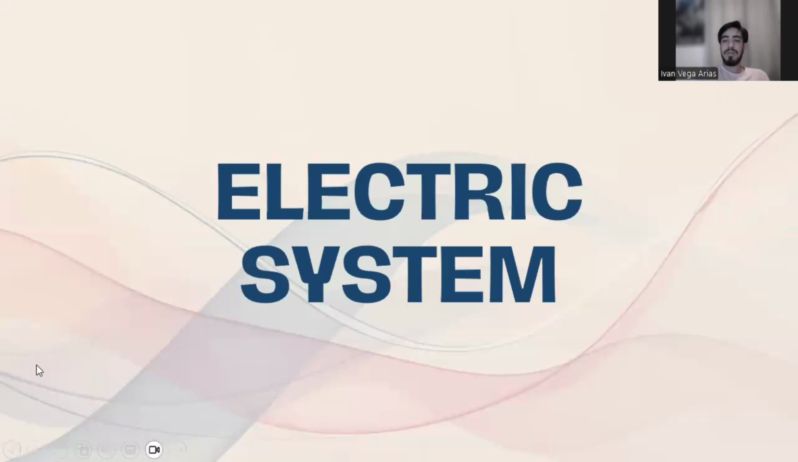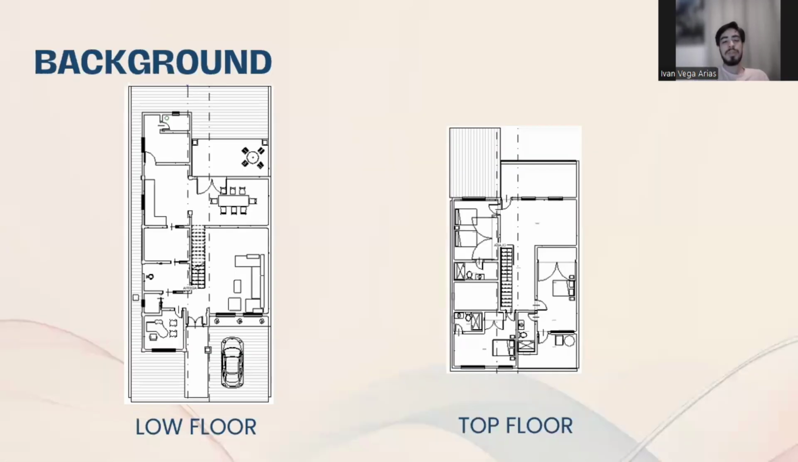Now let's talk about the electrical system. To begin, I will provide a general overview of our electrical system. We have a two-story residential building. The building covers a total area of 398 square meters and is designed for 5 inhabitants. The electrical system will operate at 110 volts and 220 volts.